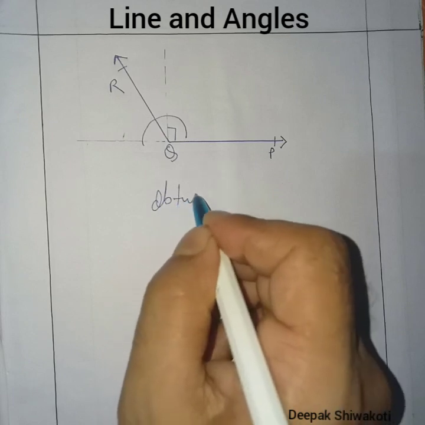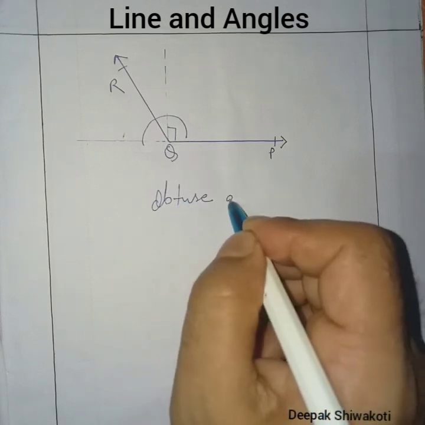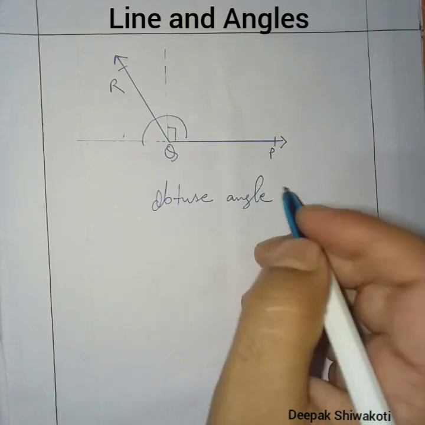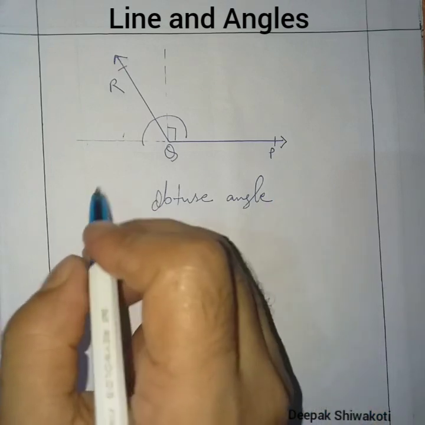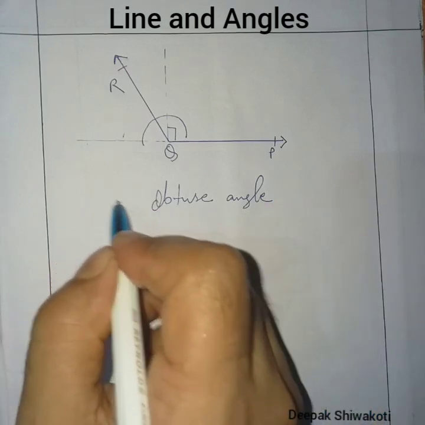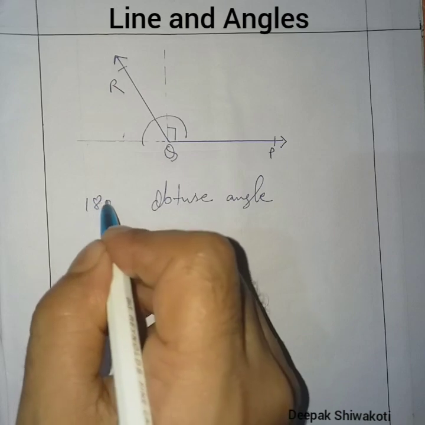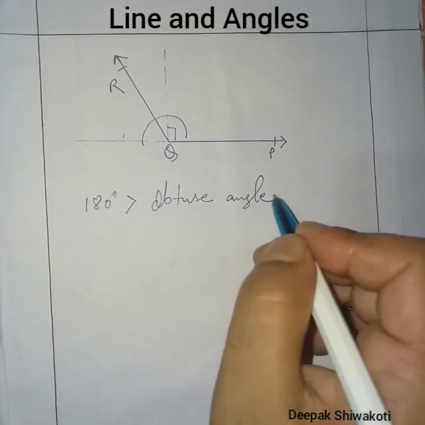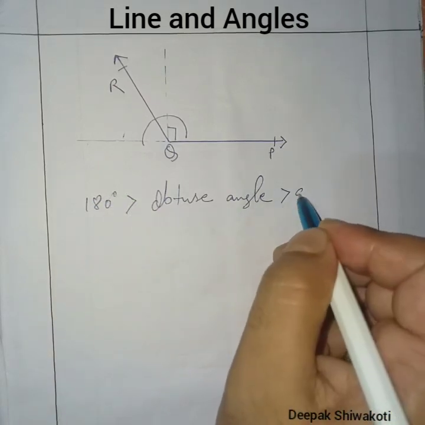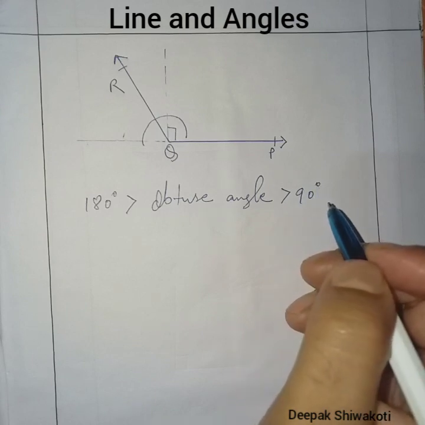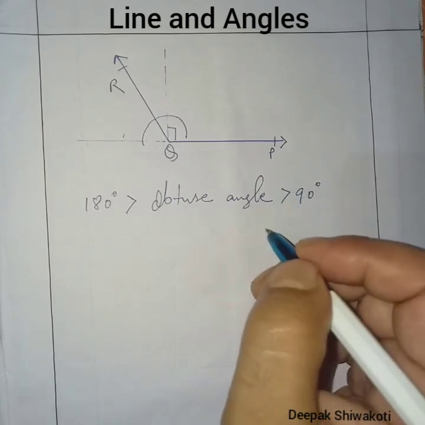Obtuse angle is, that is 180 degree is greater than obtuse angle and obtuse angle is greater than 90 degree. So this way we can remember.